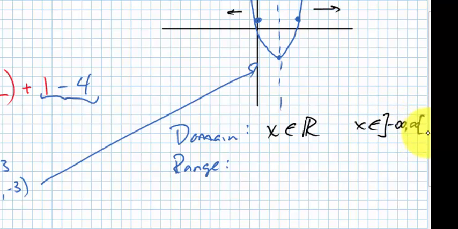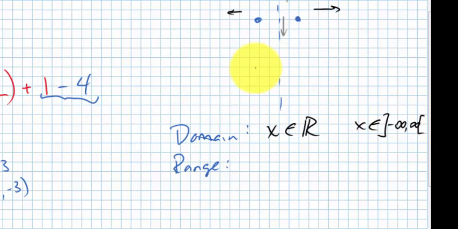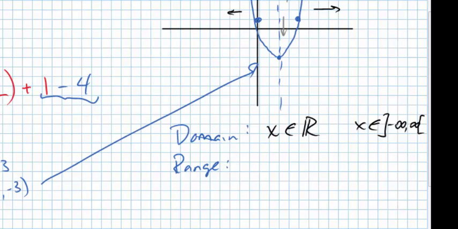Our range, however, is not all real numbers, because as we look at this graph, as we go up forever, the graph goes up forever, but we can't go down forever. We stop. There's a minimum value that we can have. So what is that minimum value that we can have? Well, the minimum value is negative 3. It's the vertex. So our range, we can say, is the set of all y such that y is greater than or equal to negative 3.